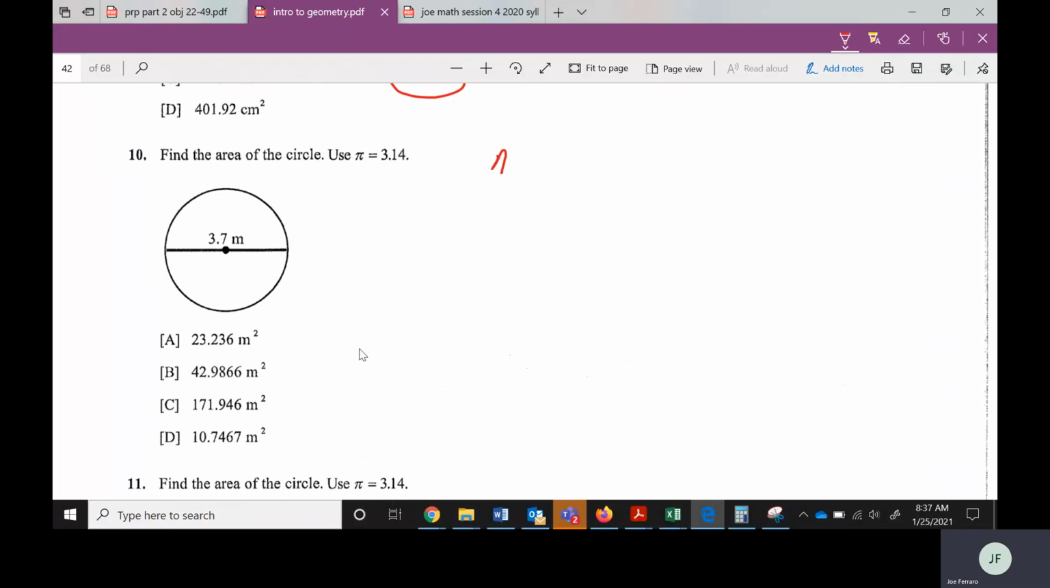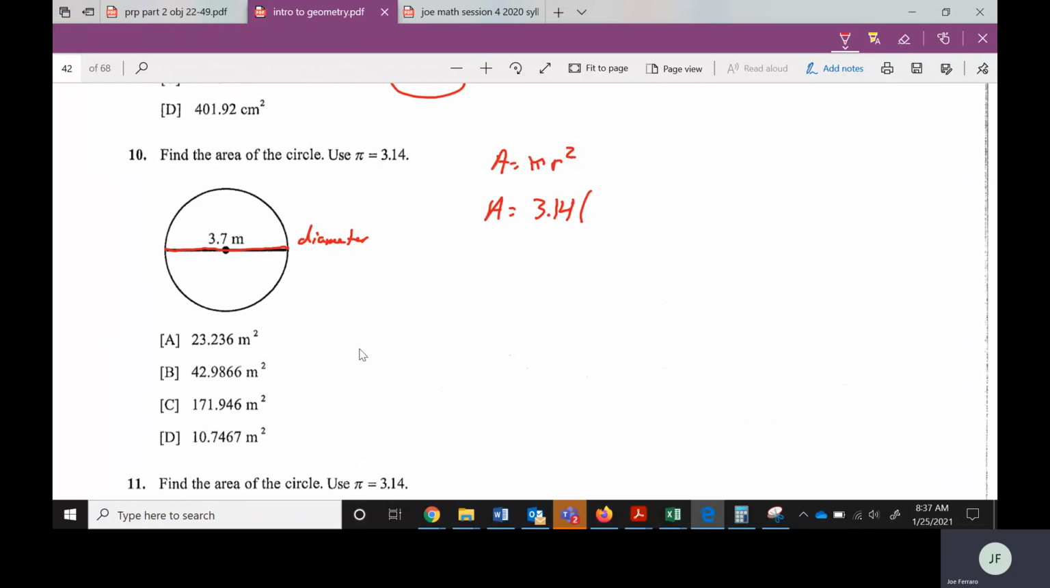Okay, so again, we have this formula. Area equals pi r squared. A common mistake here would be people that put 3.14, and then put 3.7 squared here. But this is for r. This goes through the center, all the way across from edge to edge. That is a diameter.